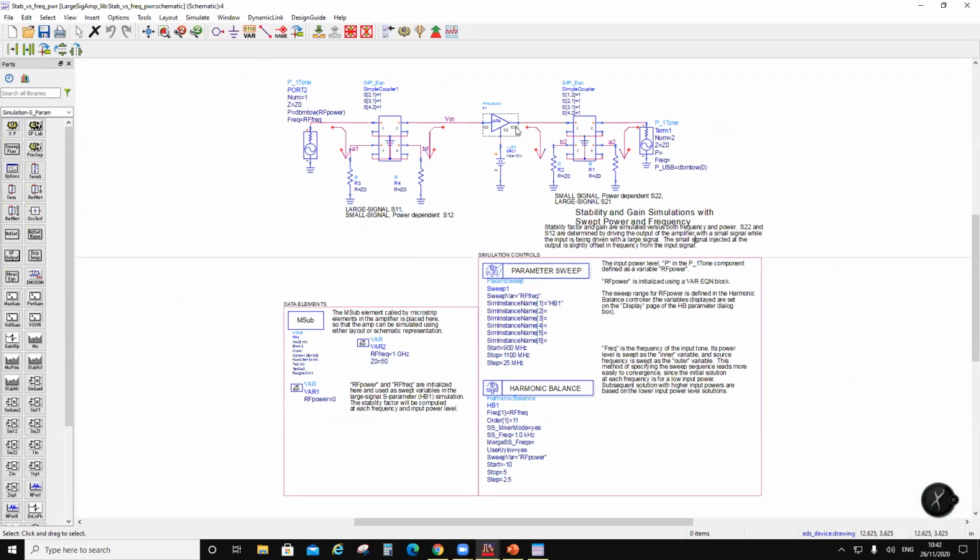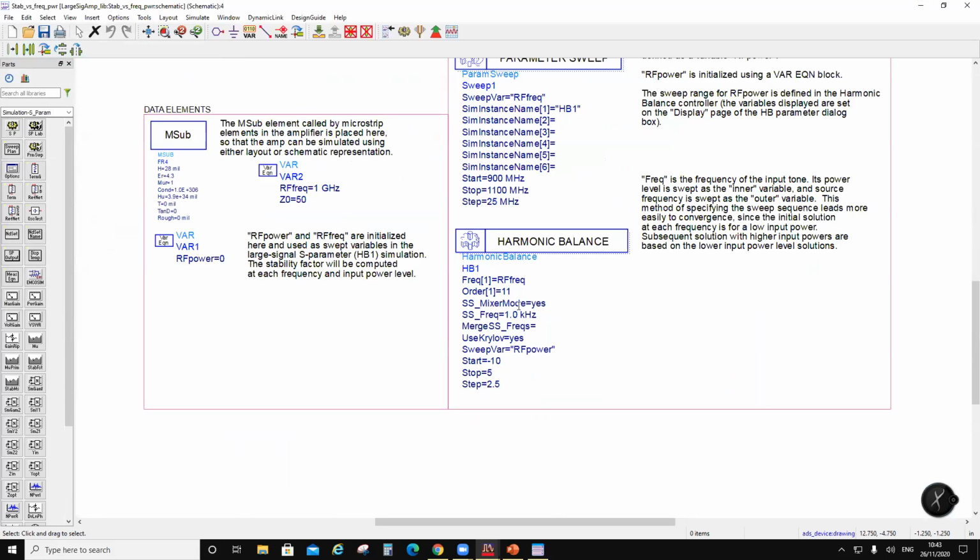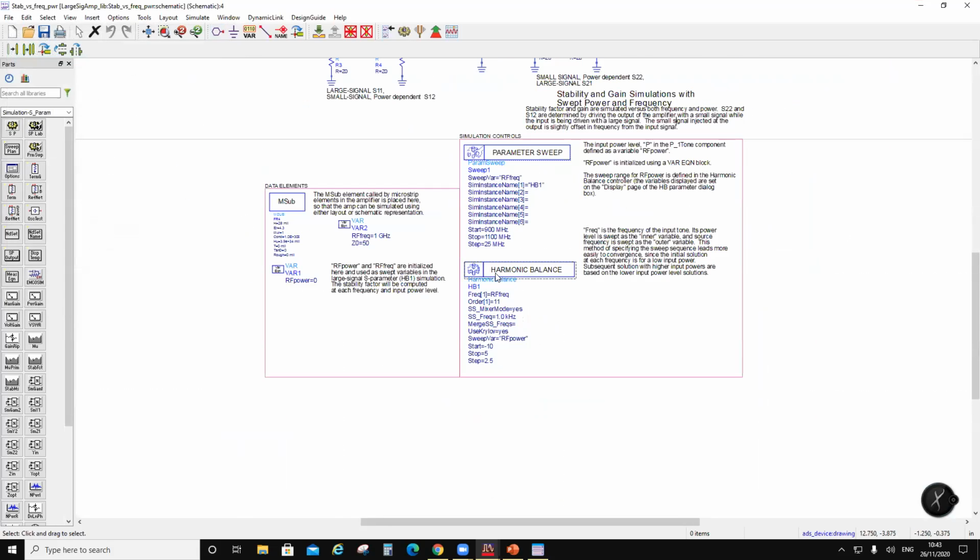So if I want to determine the output impedance, I would use a small signal on the output side and a large signal on the input side. This is what this simulation is doing, and this is called mixed mode simulation. It says SS mixer mode. Later they bundled this into something called X parameters, and they try to sell X parameters, but this was there for a long time.